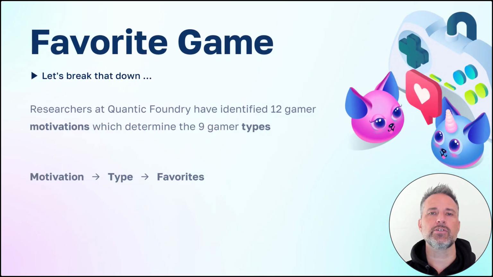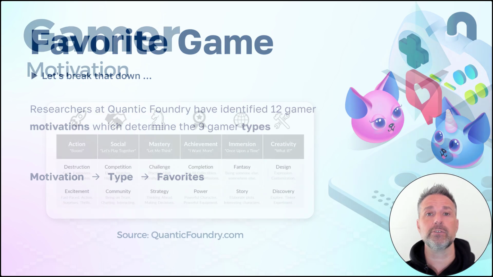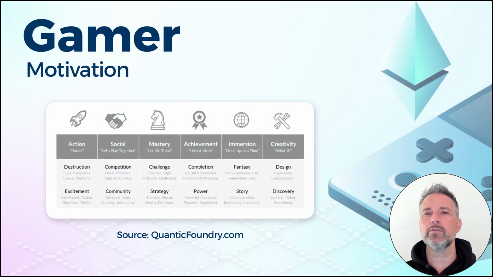The latest research from Quantic Foundry has identified 12 gamer motivations, which determine the 9 gamer types. Following this, we see that your motivation defines your type, which defines which game or games would be your favorites. The gamer motivation includes what are the aspects of gameplay that really resonate with the player. These include destruction, in-game excitement, competition between players, and more. Where do you see yourself in these motivations?